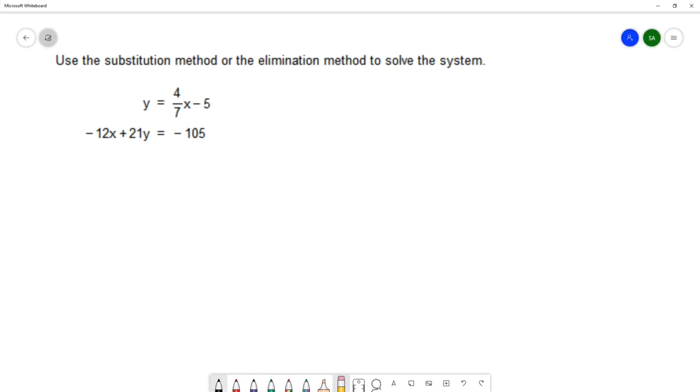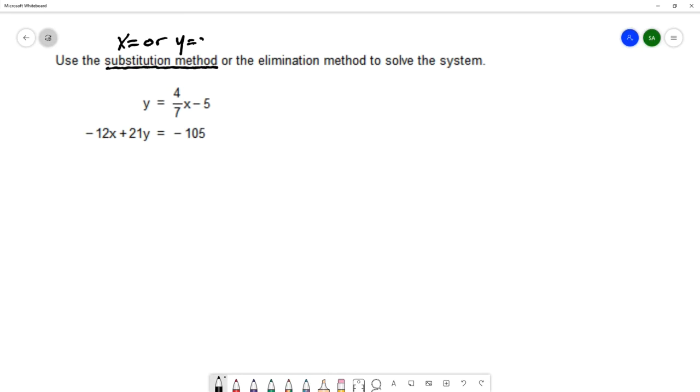And when you have the substitution method, your first step is to rewrite one of the equations by solving for a variable, either x equals or y equals. So I'm noticing that we already have one of our equations in that format with the y equals.